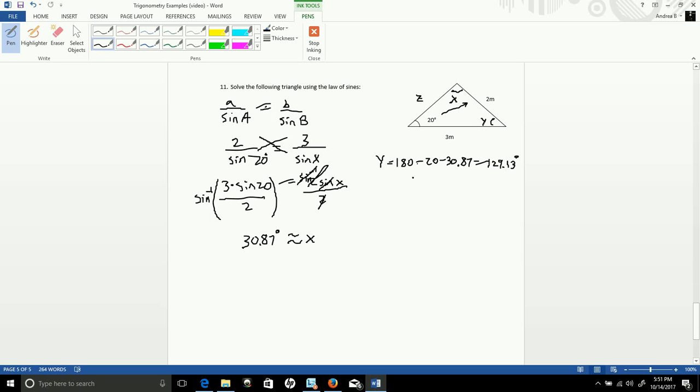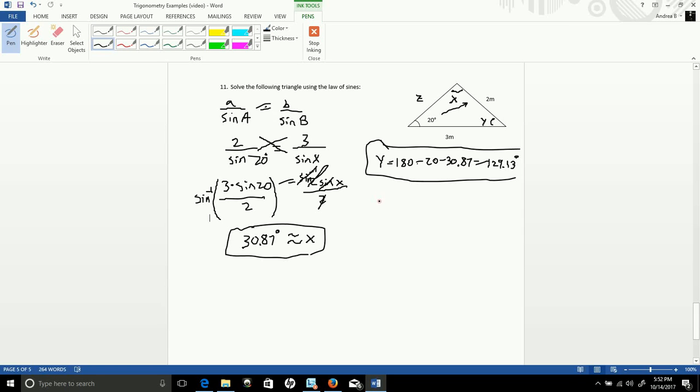But then we still have to figure out our side Z here. In this case, we will use law of sines again. I'm just going to box in what we had so far so that we keep those separate. We had our X, and then we had our Y over here. For Z, we can do the same sort of thing as what we did to figure out our angle X, except this time it's the side we're finding.